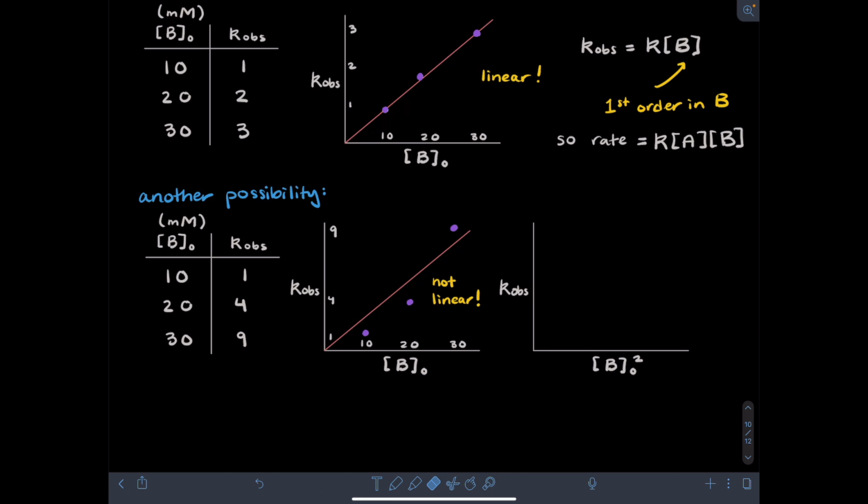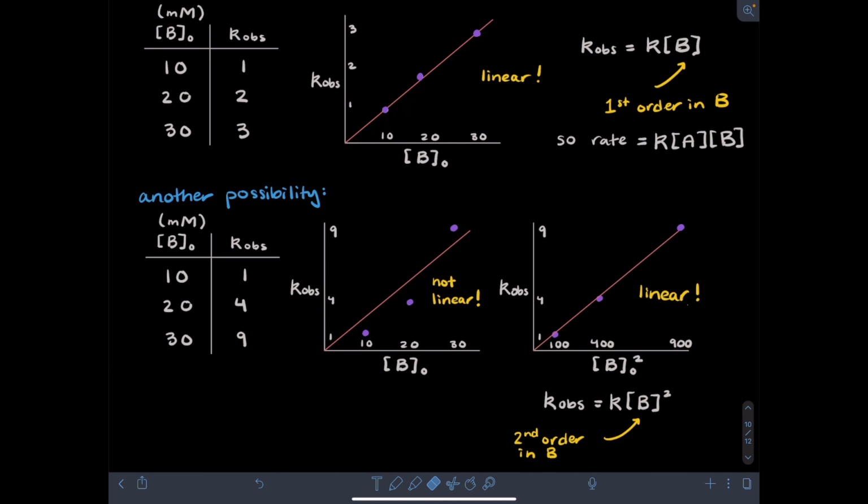We can check if the reaction is second order with respect to B instead of first order by plotting the observed rate constant versus the concentration of B starting out squared. Here I've squared our values for B0, giving us 100, 400, and 900, and I'm plotting those versus our k-obs values of 1, 4, and 9. From this plot, I do get a linear fit of my data. If k-obs increases linearly with respect to the concentration of B squared, that means that this reaction is second order in B.